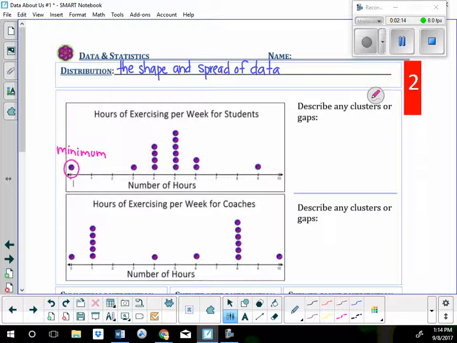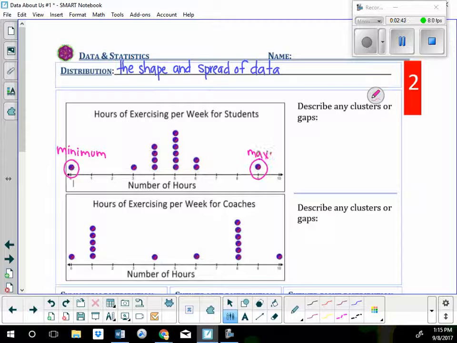Magnus, what is our maximum? I do like 6 hours. That's not our maximum. That's our mode. What is our greatest value? What is the most number of hours that somebody exercises? No, look at our line plot. If we go all the way over here, what do you think? 9. This is our maximum.